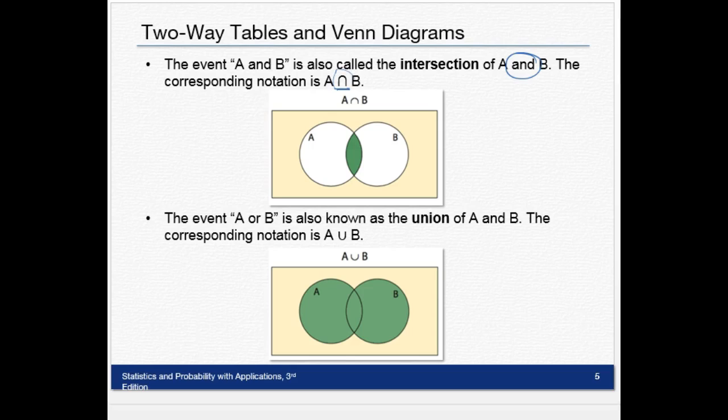The event A or B is known as the union. So we use the symbol U for union. That means everything. The corresponding notation is A union B. So notice it's all of it. In probability, "or" doesn't mean you have to choose A or B. You could have both. It's kind of like at Starbucks. You could have sugar and half-and-half, or both.